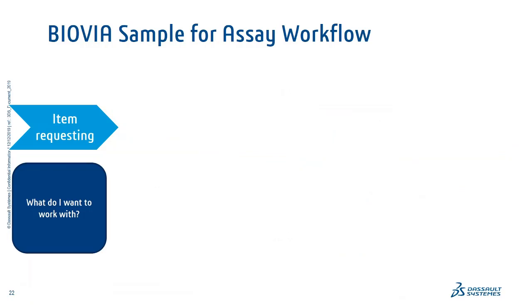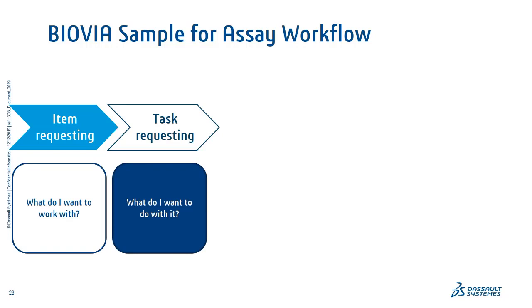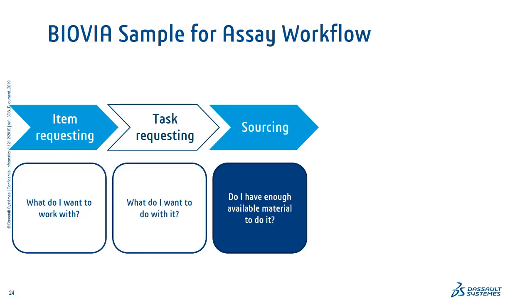Now let's talk about the BIOVIA Sample for assay workflow. One way to look at it is to start with the item. Typically you start by requesting some items. These are the objects, the entities that you want to work with. The next step is about requesting a task on those items. That could be, starting from a mother plate or different mother plates, doing some cherry picking, stuff like this. So defining what you want to do with those items.